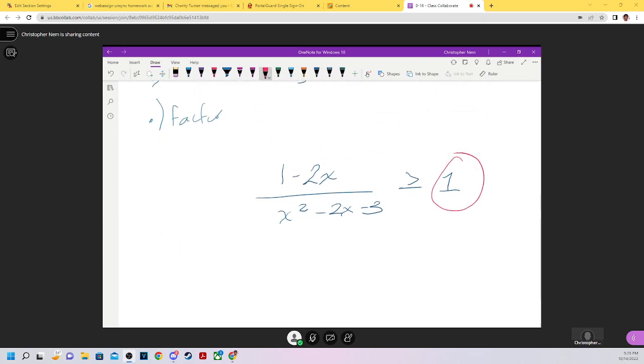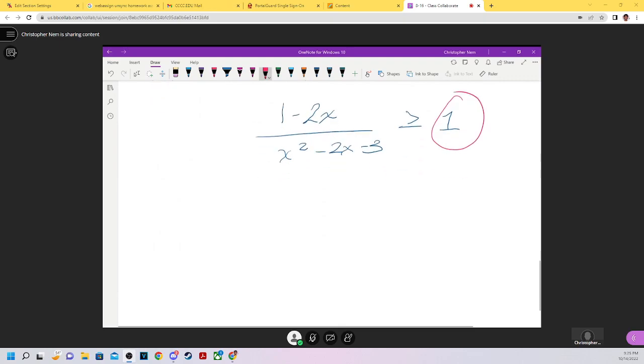Because if I try to set the numerator equal to 0 to find my x-intercepts, it doesn't work because it's not equal to 0. It's greater than or equal to 1 at the moment. So we need to fix that. So subtract 1 from both sides. If we subtract 1 from both sides, I get minus 1 is greater than or equal to 0. Remember, I didn't divide by a negative at all, so I'm perfectly fine.